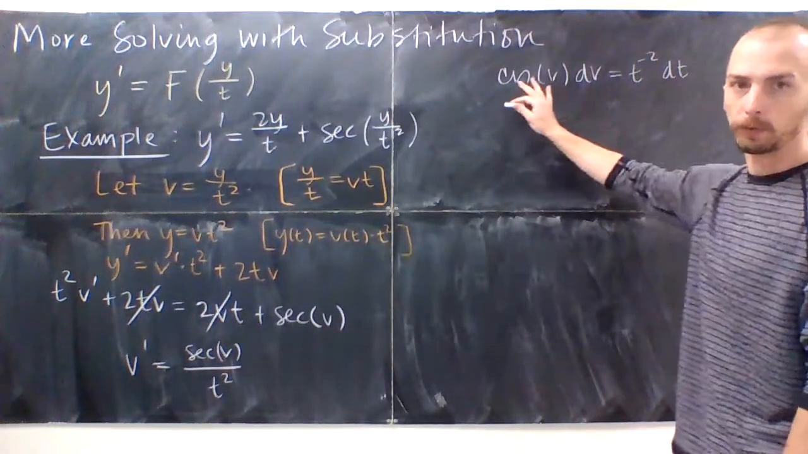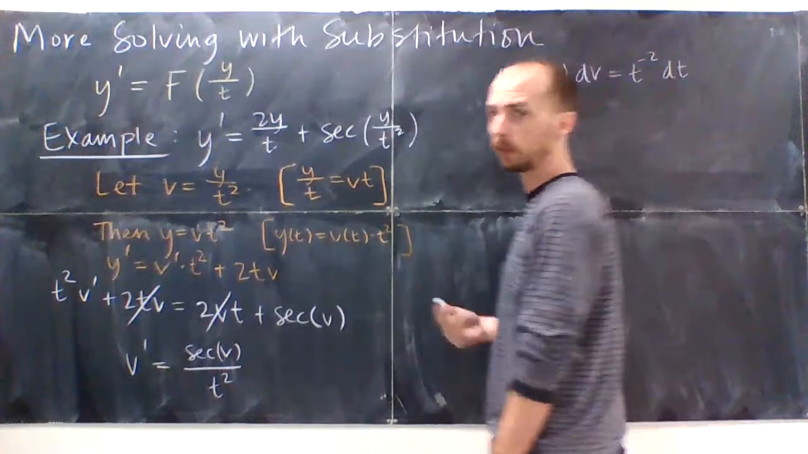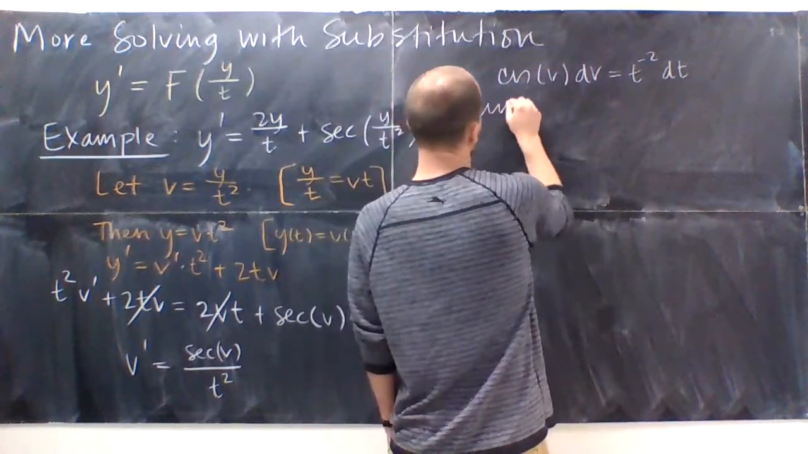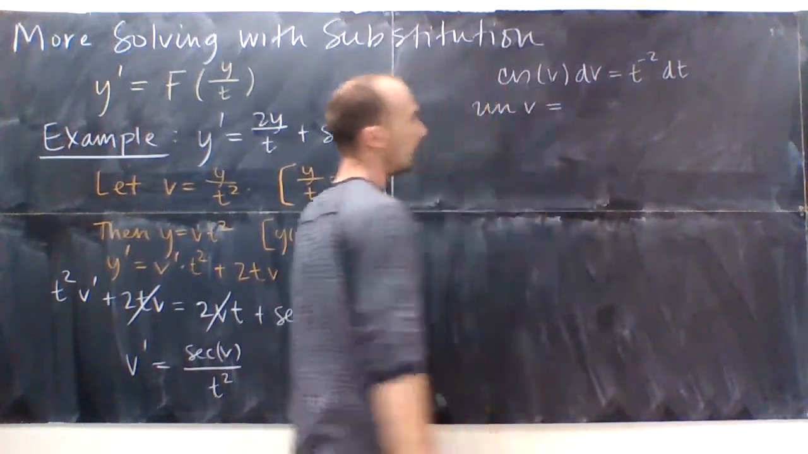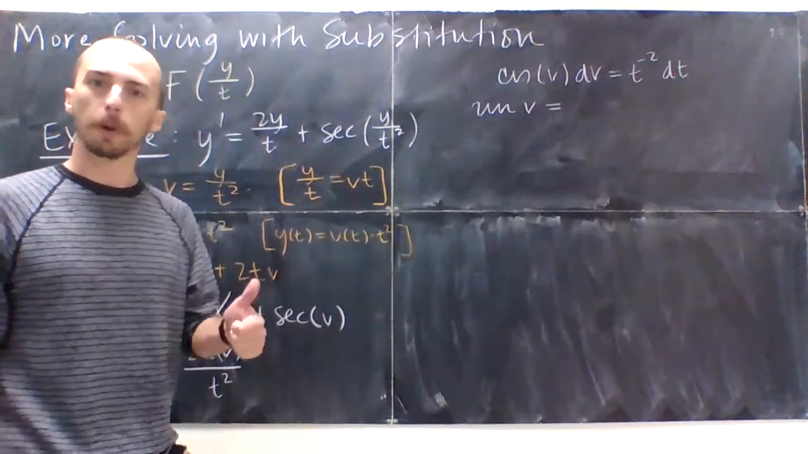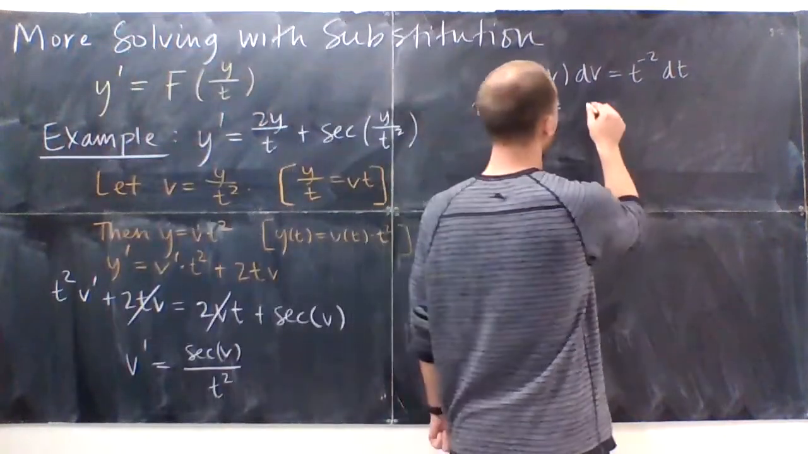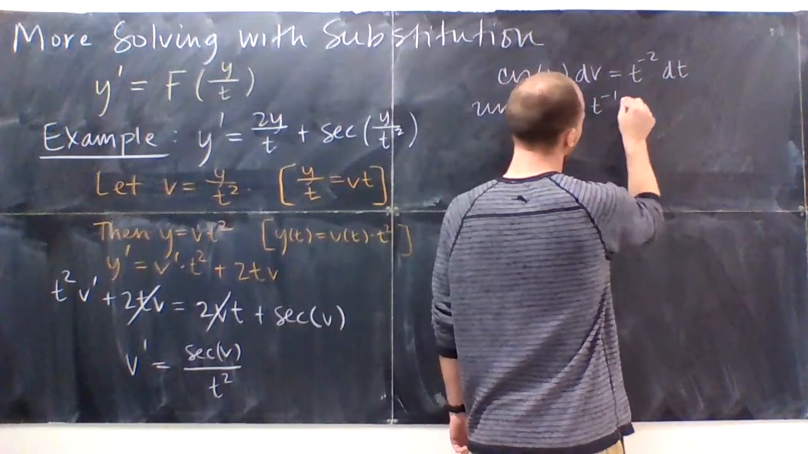We know an antiderivative for cosine of v with respect to v, that's going to be sine of v. And an antiderivative for t to the negative 2, I'm going to increase the power by 1, divide by the new power. That'll be negative t to the negative 1 plus c.